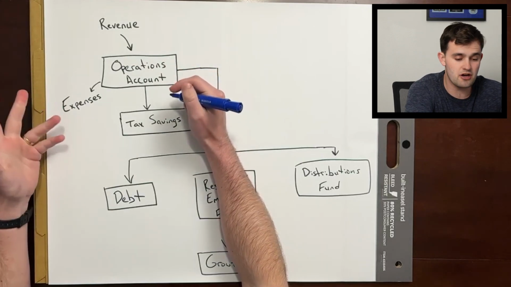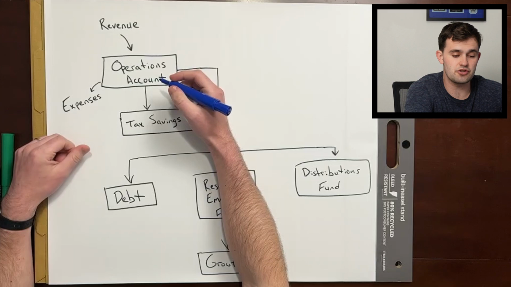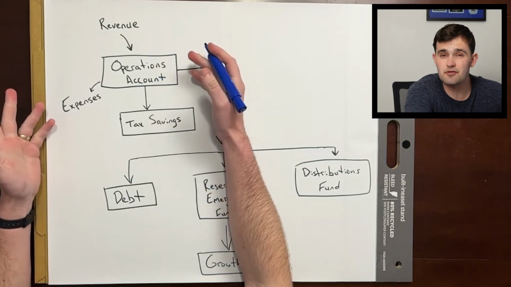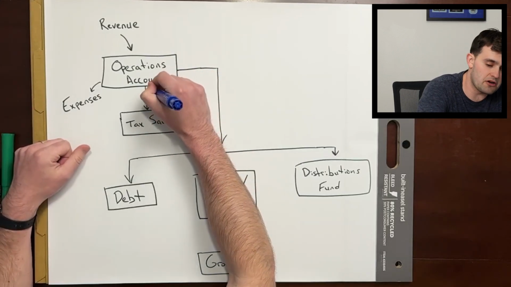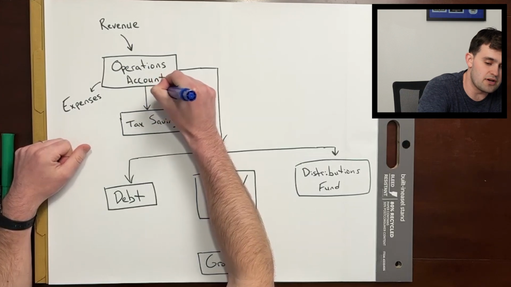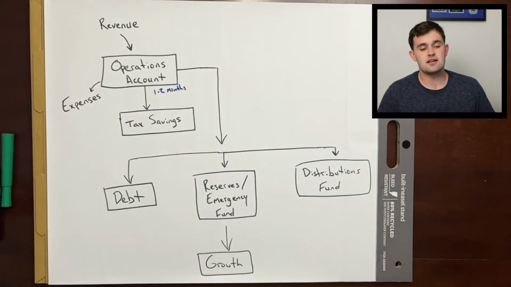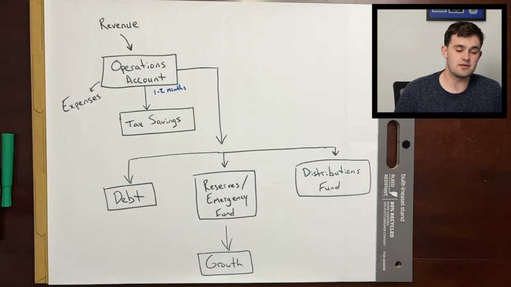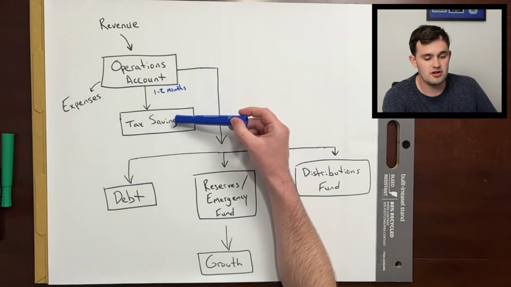But as a general rule of thumb, depending on your cash flow situation, predictability, and the timing of your revenue and expenses, we usually recommend leaving between 1 and 2 months of expenses on hand in the operations account at all times. Below the operations account, we have our tax savings account.